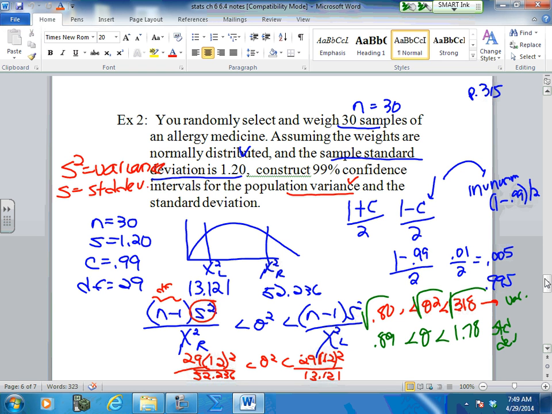So most of the work is finding those two little values that we found yesterday. They're only really giving you your sample size and either your standard deviation or your variance, and then we're just plugging that into the formula. Make sense?